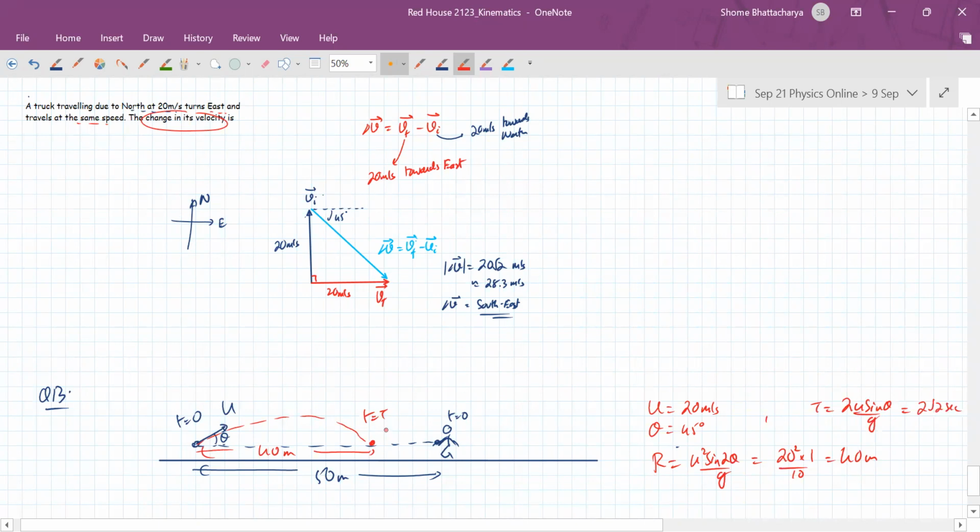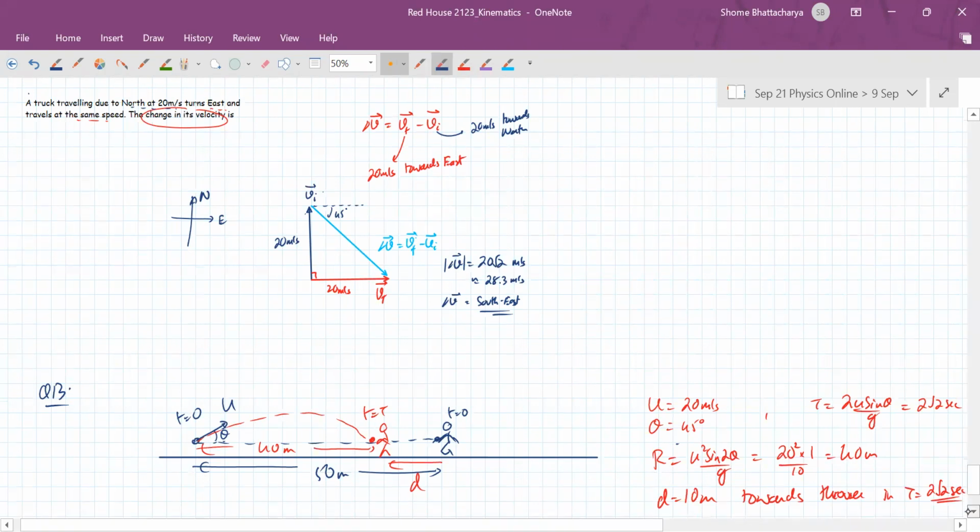So the person will have to run this much. So you'll have to run a distance of 10 meters towards the throw in capital T equal to 2 seconds. Okay, so hope this question is also clear. Moving on to 15th after this.